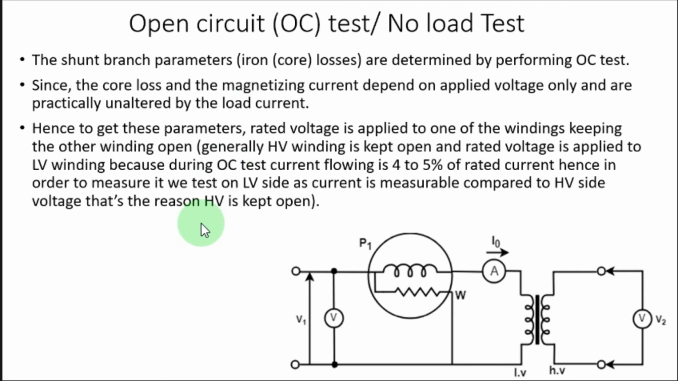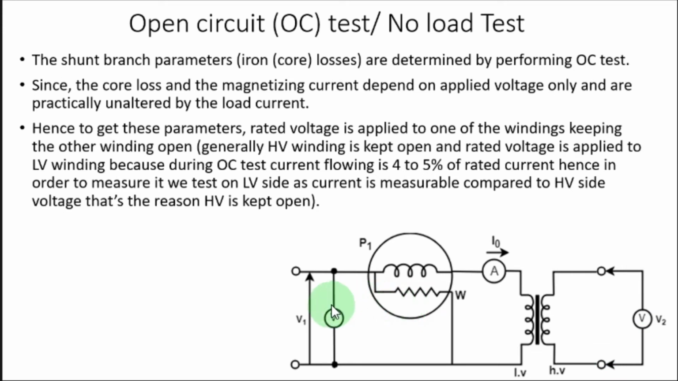Hence, to get these parameters, rated voltage is applied to one of the windings, keeping the other windings open, right? So what we are going to do now, we are going to apply rated voltage on one side of the windings, and we keep the other side open circuit. Here it is open circuit, no load is connected. This is just a voltmeter connected to measure the output voltage.